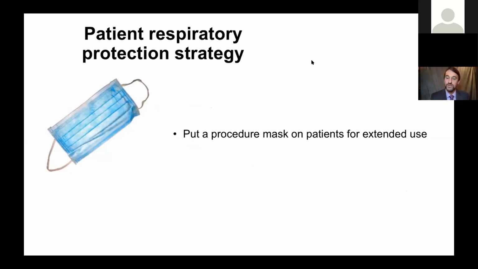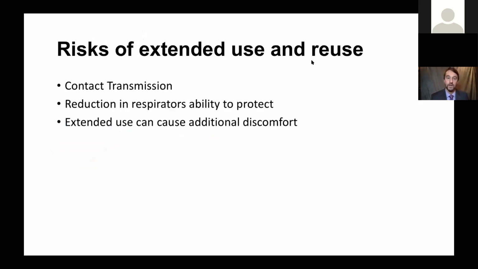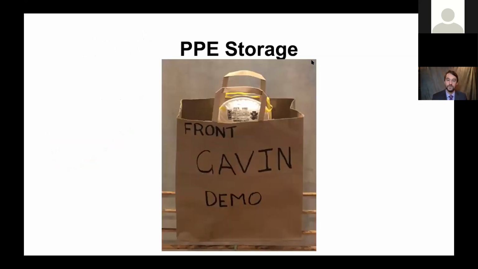For patients, we put procedural masks on if it's comfortable and they can tolerate them. If they can't put on a procedural mask, we put on a plastic face shield. Again, there are risks, and we have to understand the risks of extended use and reuse, for contact, droplet, and airborne transmission. Reusing reduces the respirator's ability to protect, and extended use can cause additional discomfort.